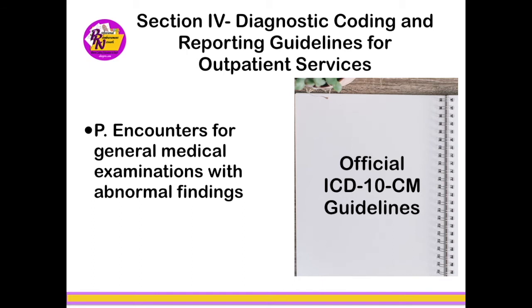An examination with abnormal findings refers to a condition or diagnosis that is newly identified, or a change in severity of a chronic condition, such as uncontrolled hypertension or an acute exacerbation of chronic obstructive pulmonary disease, during a routine physical examination. A secondary code for the abnormal findings should also be coded.